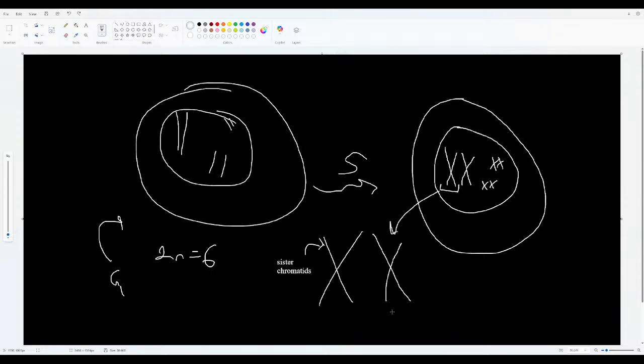So that's a lot of vocabulary, right? Just remember, when you see this little X, that is not two chromosomes. It is two chromatids, but it's just one chromosome. Two chromatids, one chromosome.